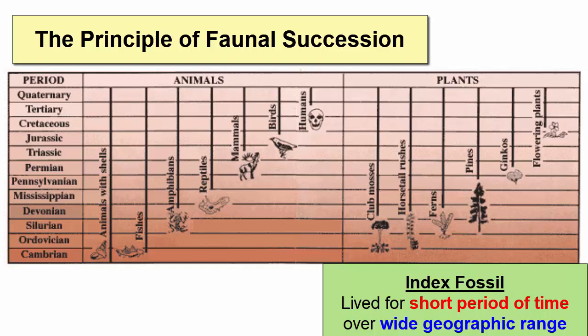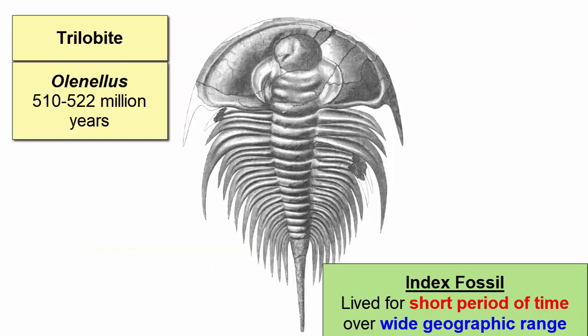Fossils of organisms that live for very short periods of time across a wide habitat geographically are called index fossils. We can use them to better narrow the possible ages of a rock, and to correlate rocks from one part of the world with those of another. The genus Olenellus is a great example of an index fossil, as these marine organisms lived across the world's oceans between 510 and 522 million years ago.